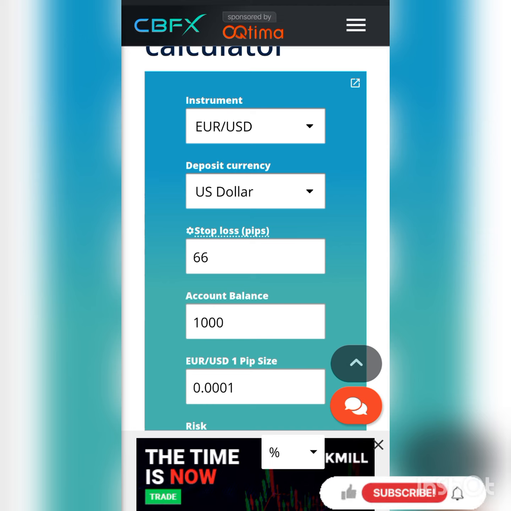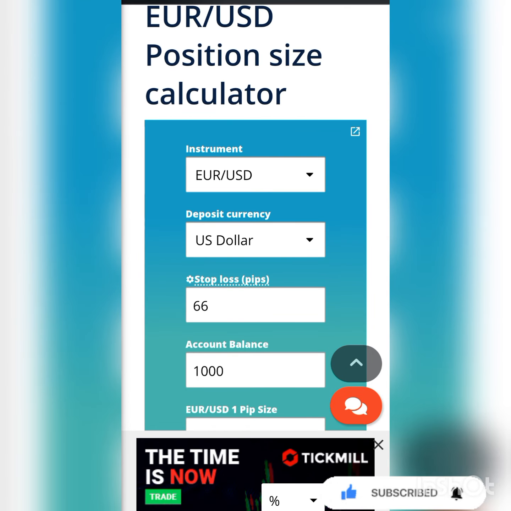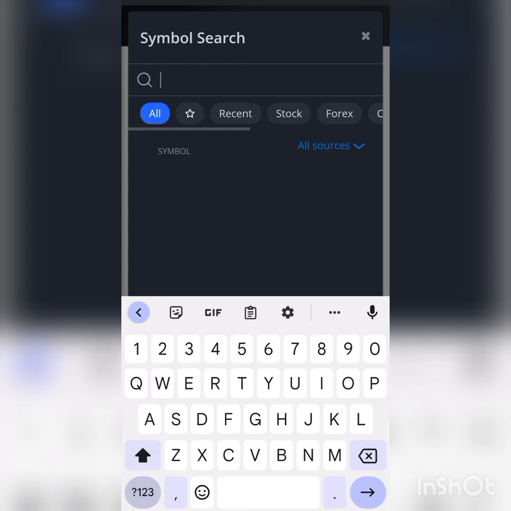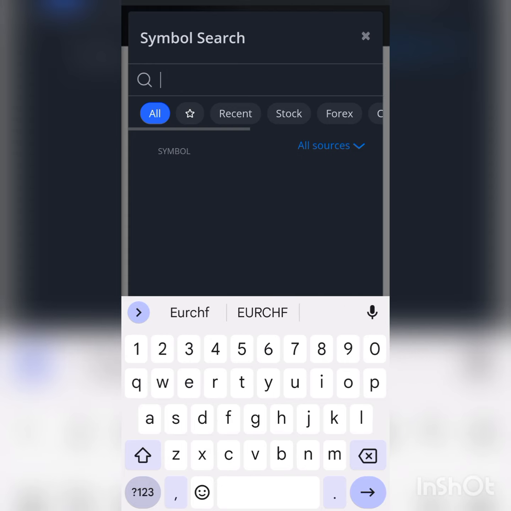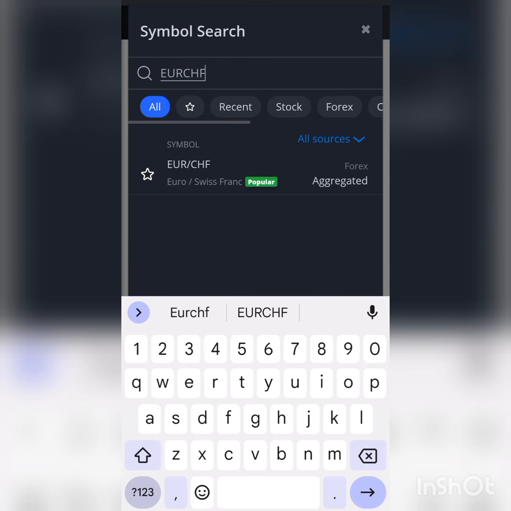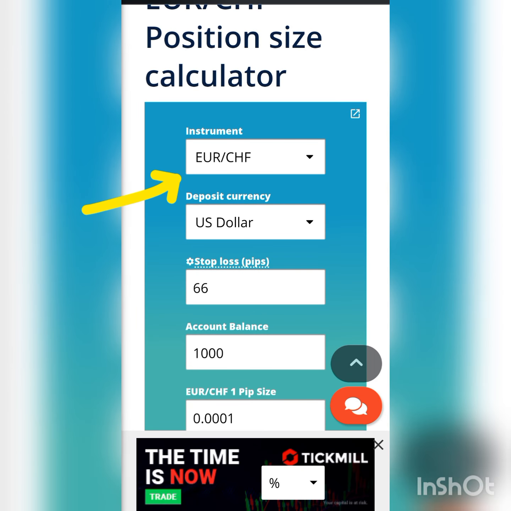Now, this is the platform where we calculate risks. I've shown you this platform in our previous videos. Shout out to CBIFX. They allow us to use their site to calculate our risks. What currency pair do we want to trade? Euro CHF. All you need to do is just input Euro CHF. The platform is going to help you search. Once the platform helps you search, you click on Euro CHF, and you'll see Euro CHF right there.